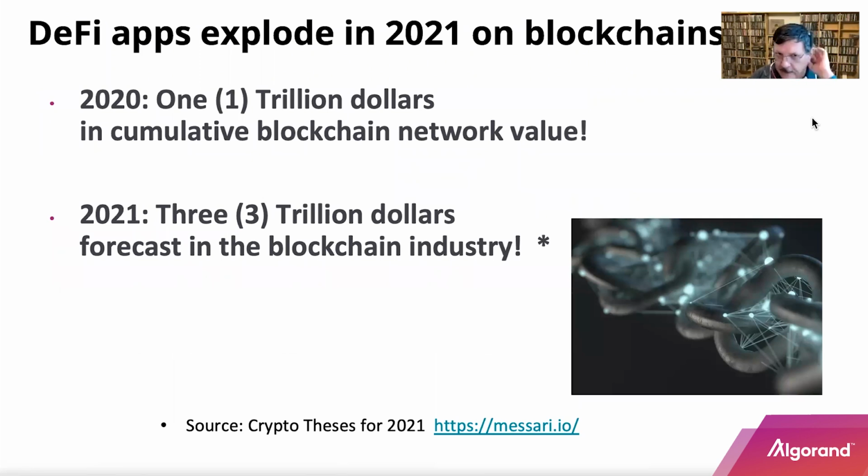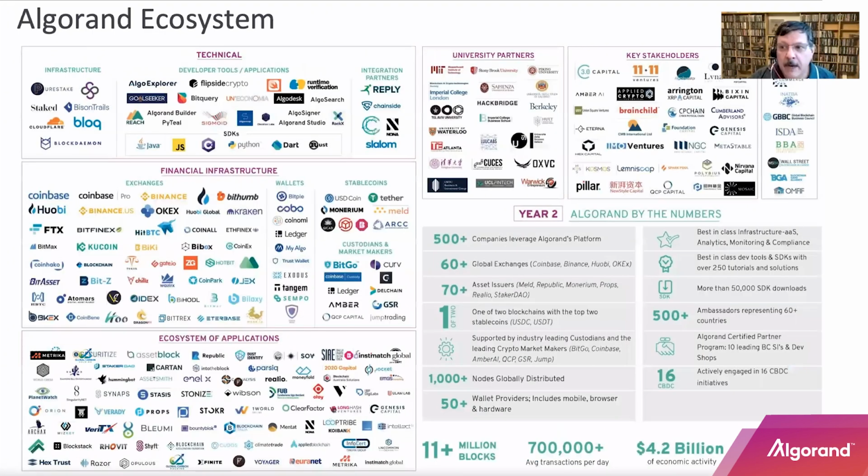But by far and large, the biggest area is DeFi, or decentralized finance, up on blockchains. In 2020, it was over $1 trillion in cumulative blockchain network value, and that's projected to be a lot more this year, about 3 trillion. So mind-blowing numbers there when you think about it. So we're in a brave new world, right?